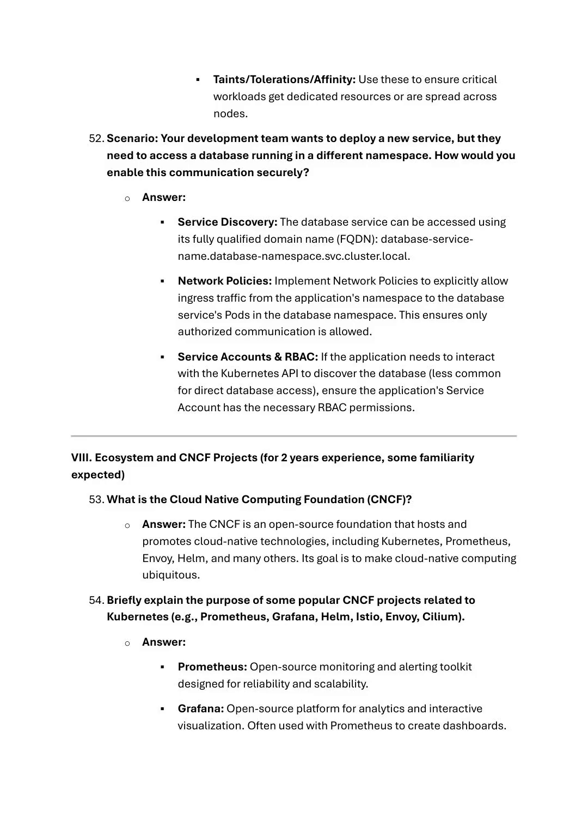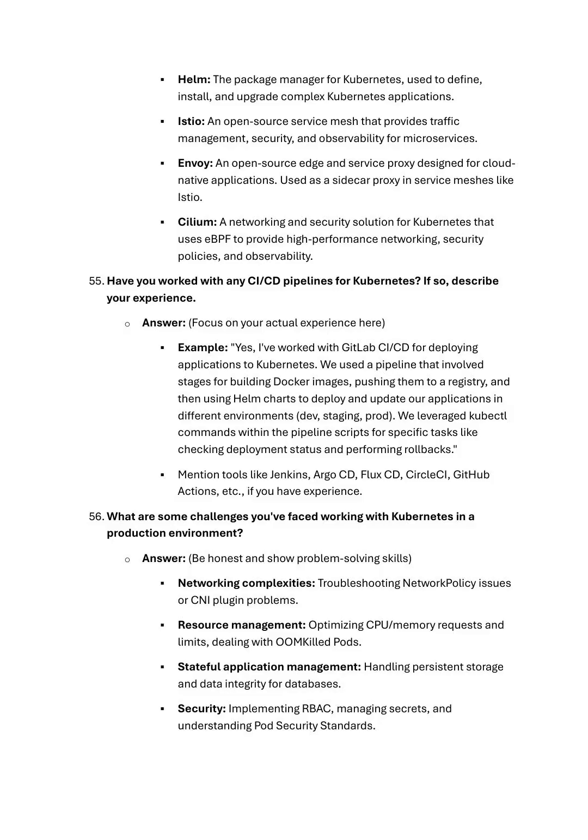54. Briefly explain the purpose of some popular CNCF projects related to Kubernetes, for example, Prometheus, Grafana, Helm, Istio, Envoy, Cilium. Answer. Prometheus, an open-source monitoring and alerting toolkit designed for reliability and scalability. Grafana, an open-source platform for analytics and interactive visualization, often used with Prometheus to create dashboards. Helm, the package manager for Kubernetes used to define, install, and upgrade complex Kubernetes applications.